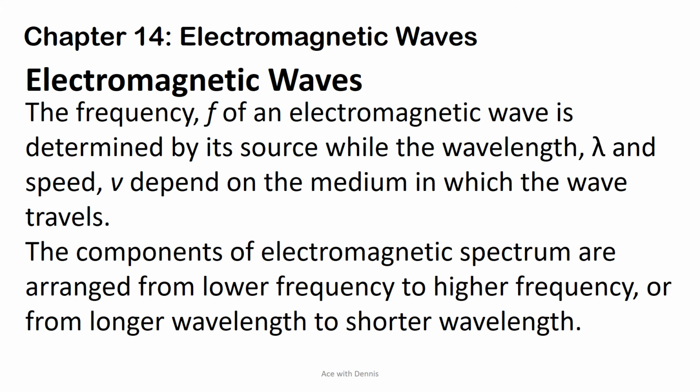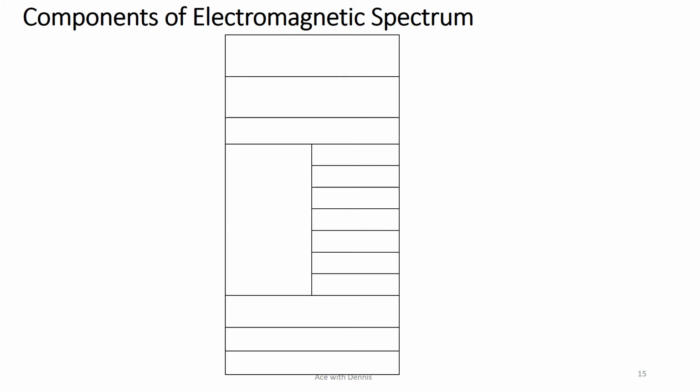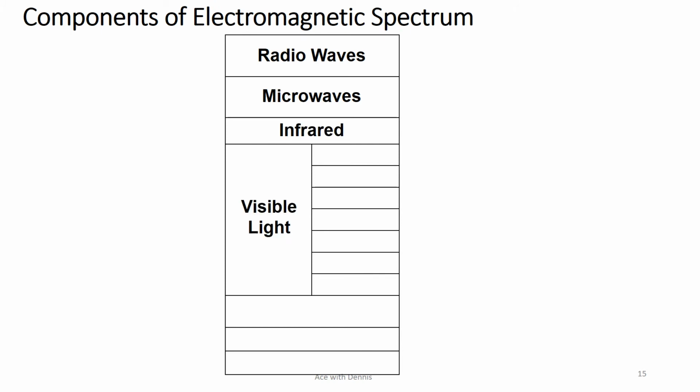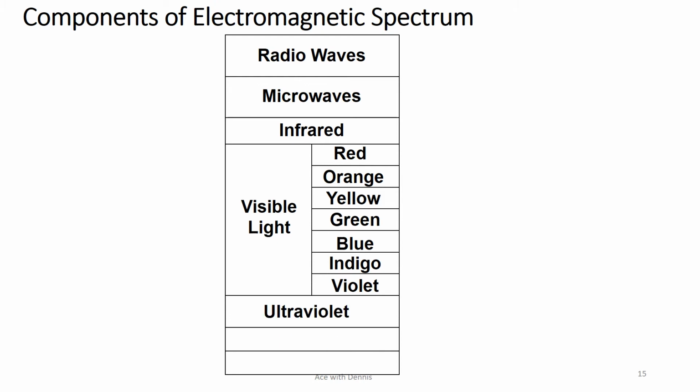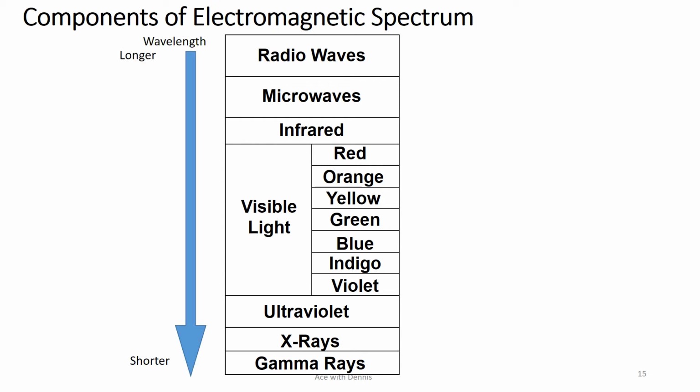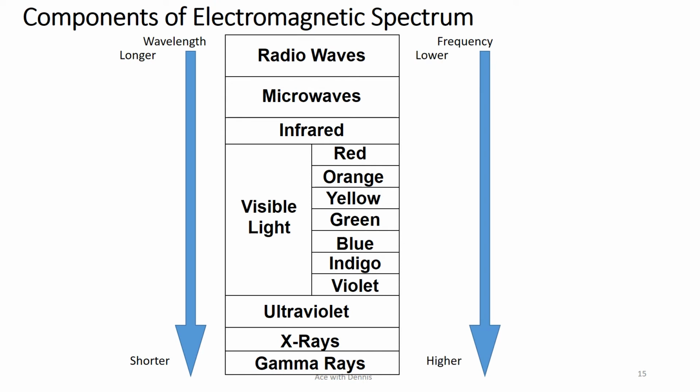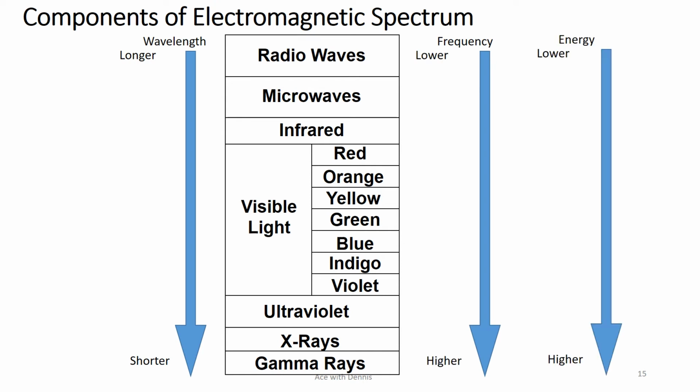The components of the electromagnetic spectrum are arranged from lower frequency to higher frequency, or from longer wavelength to shorter wavelength. This is the order of the components of the electromagnetic spectrum. The first component is radio waves, followed by microwaves, infrared, and visible light. There are 7 colors in visible light, which are red, orange, yellow, green, blue, indigo, and violet. After visible light, it is followed by ultraviolet, X-rays, and gamma rays. From top to bottom, the wavelengths change from longer to shorter. The frequencies change from lower to higher. And the energies change from lower to higher.